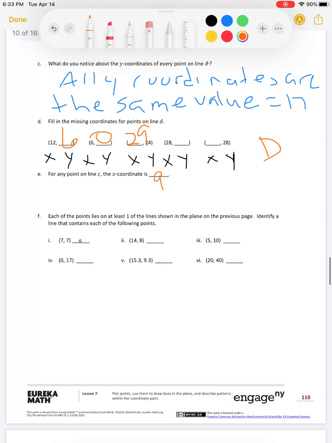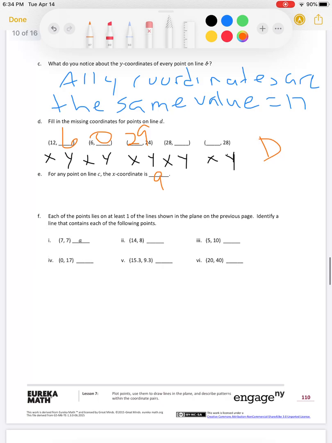Okay? Now, let's move on to the next one for F. Each of the points lies on at least one of the lines shown in the plane on the previous page. Identify the line that contains each of the following points. Oh, it's easy stuff. Peanuts to a giant, right? Let's look at the first one. This plot, 7, 7, what line does that sit on?